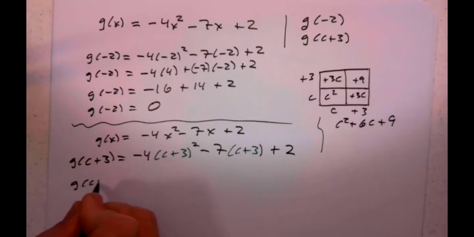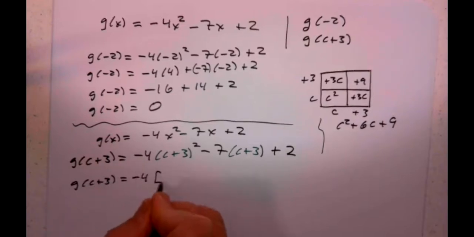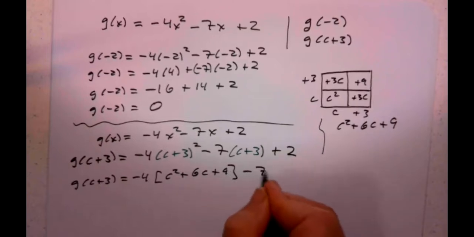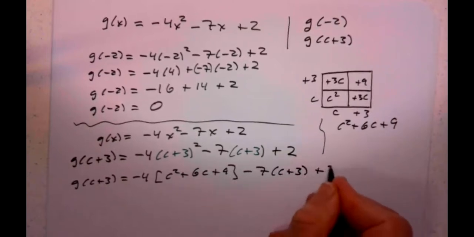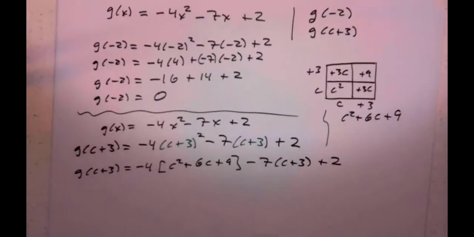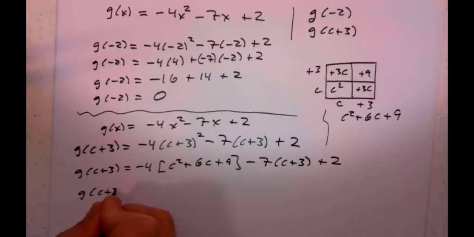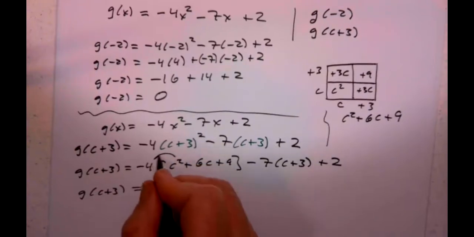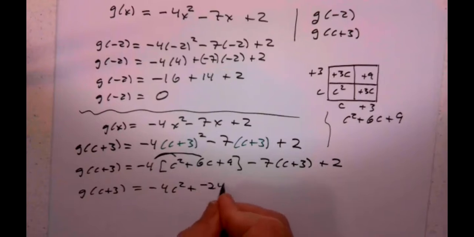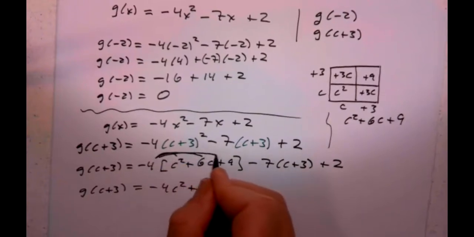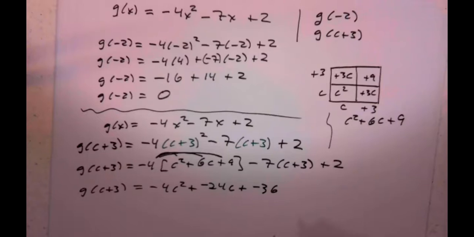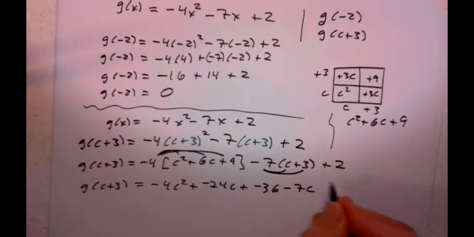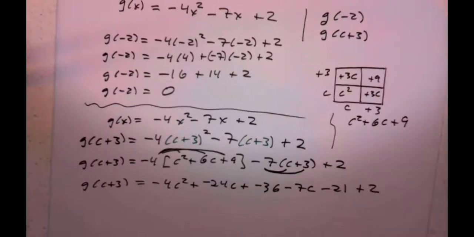So continuing, g of c plus 3 is negative 4 times c squared plus 6c plus 9, minus 7 times c plus 3, plus 2. And we have to distribute. So let's do that next. Negative 4 times c squared is negative 4c squared, plus negative 4 times 6c is negative 24c, plus negative 4 times 9 is negative 36. This is negative 7 times c, which is negative 7c. Negative 7 times 3, which is negative 21, plus 2.